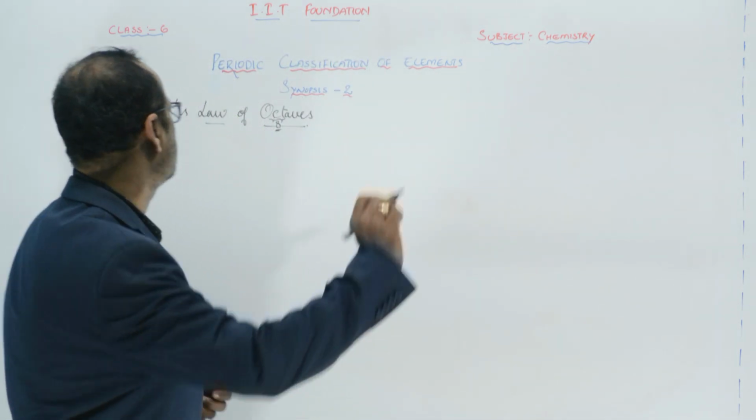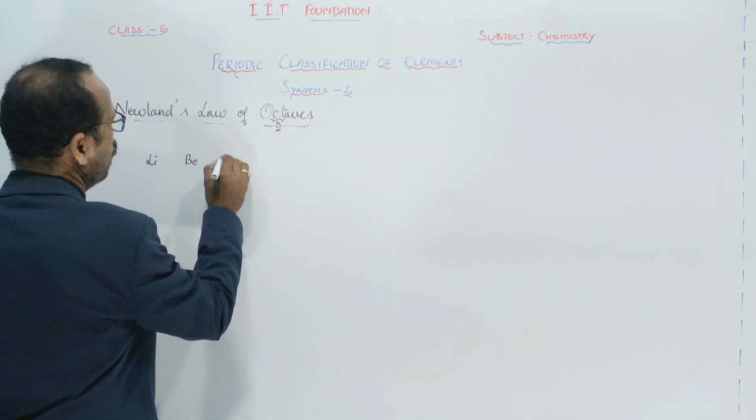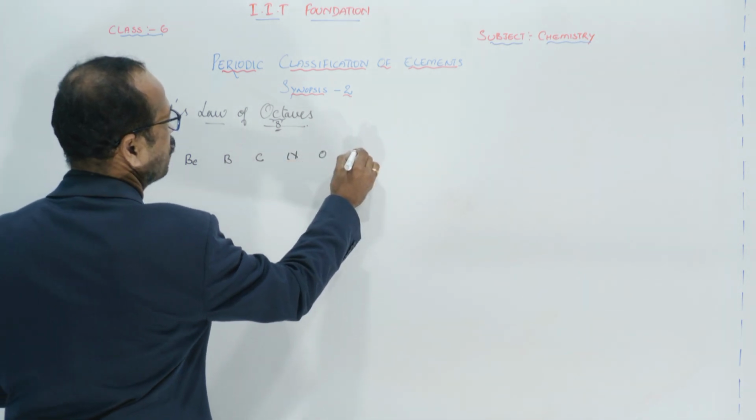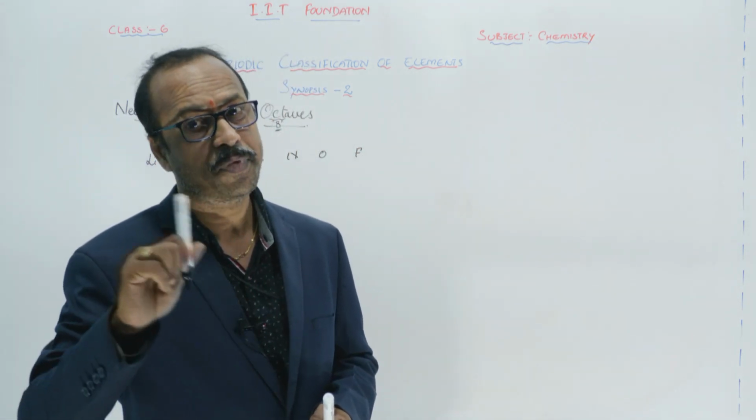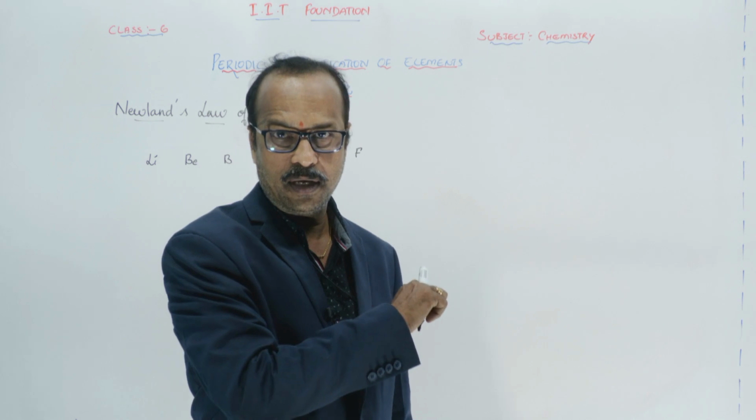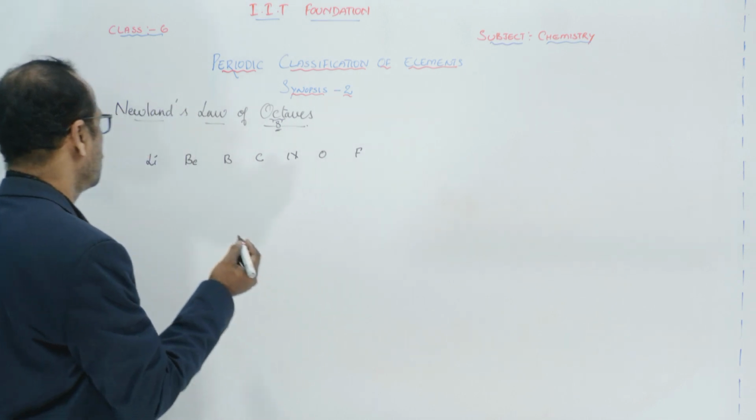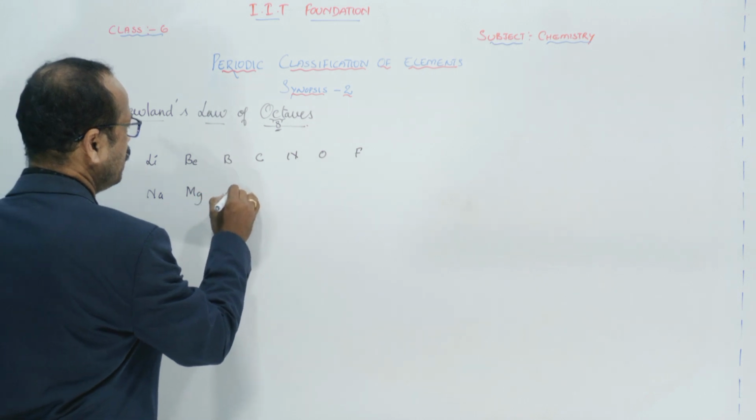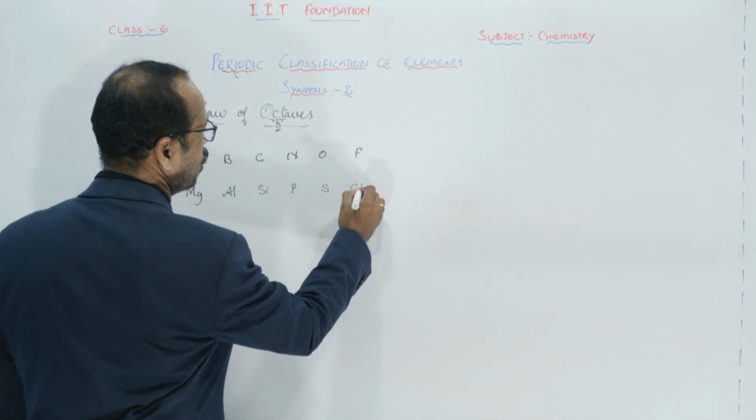For example, here we have lithium, beryllium, boron, carbon, nitrogen, oxygen, fluorine. After fluorine, which element comes? Neon. Neon is an inert or noble gas, which was not discovered when this classification was attempted. So, no neon. After that comes sodium, magnesium, aluminium, silicon, phosphorus, sulfur, chlorine.